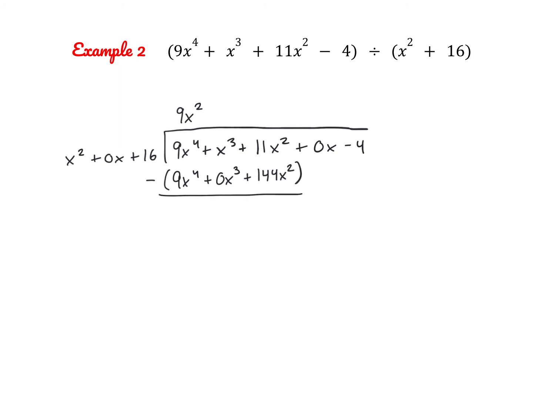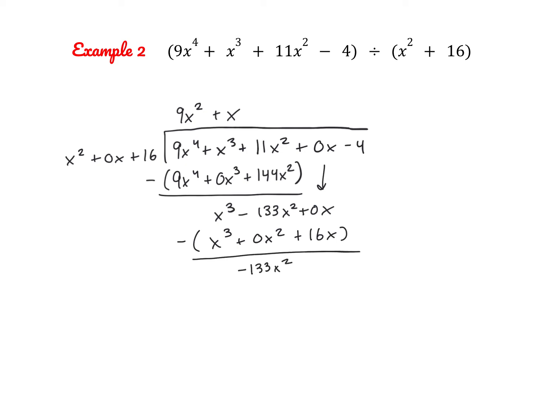And now here just be really careful because we are going to subtract every single term. So our x to the fourth terms cancel out. This is just x cubed minus 0, so it's just x cubed. And then this becomes negative 133x squared, and then we can bring down our placeholder, and let's do it all over again. So x cubed divided by x squared is just x. Then we multiply, so we get x cubed plus 0x squared plus 16x, and we're going to subtract everything. Be careful, this is negative 16x, and then we'll bring down our last term.